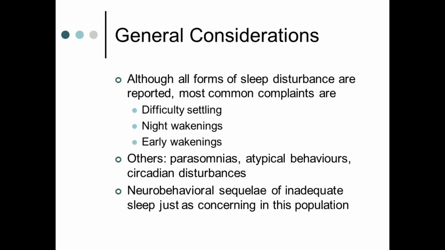In kids with NDDs, we see all different kinds of sleep problems, but the most common ones are the most common ones that we see in everybody. Difficulty settling, night wakenings, and early wakenings. But we also get things like parasomnias, the walking in your sleep, talking in your sleep, bruxism, those types of behaviors. You see atypical behaviors like rocking or head banging, and you also see that the daily rhythm, the circadian rhythm, can be off.